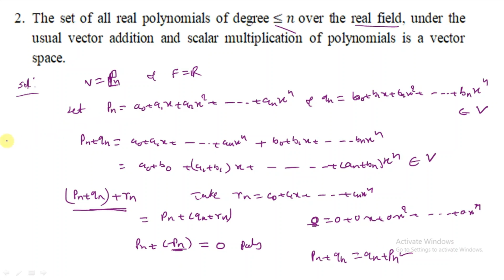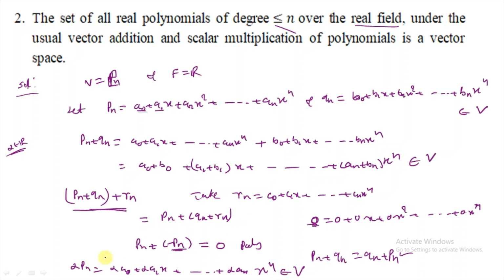Now take any alpha belonging to the field. Whenever we multiply alpha by Pn, we get alpha a0, alpha a1, alpha a2, up to alpha an. a0 is a real number and alpha is a real number, so alpha a0 is a real number, alpha a1 is also a real number. All these coefficients are real numbers. So alpha Pn means alpha a0 plus alpha a1 x and so on, up to alpha an xn. All coefficients are real numbers, which means it's a real polynomial. It belongs to the vector space.